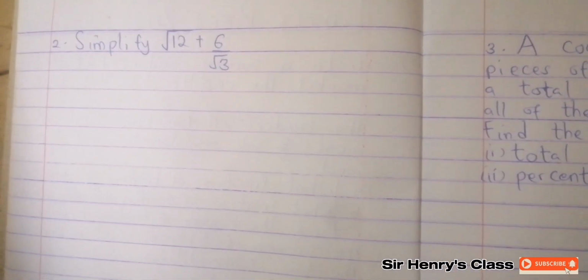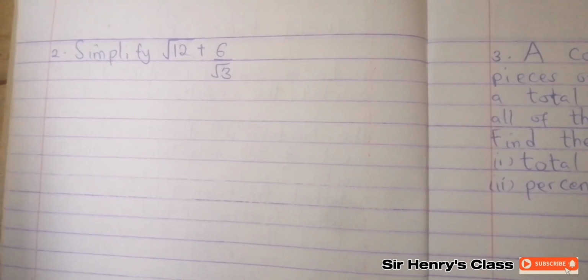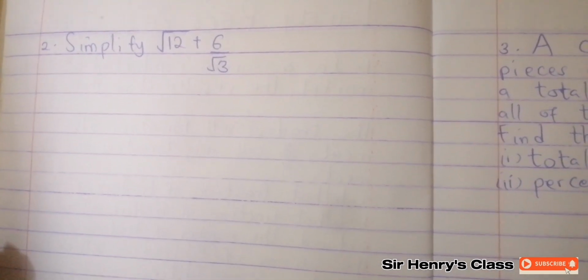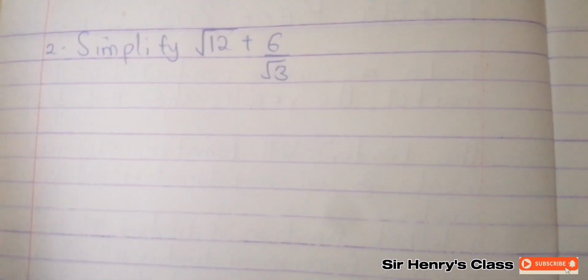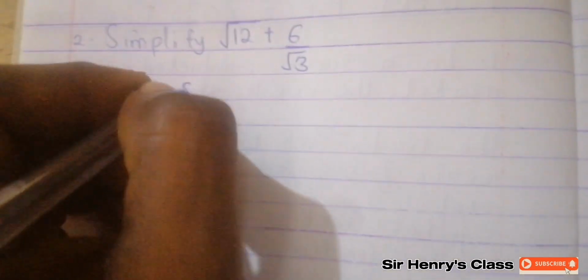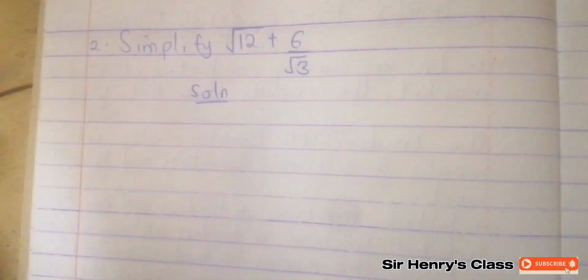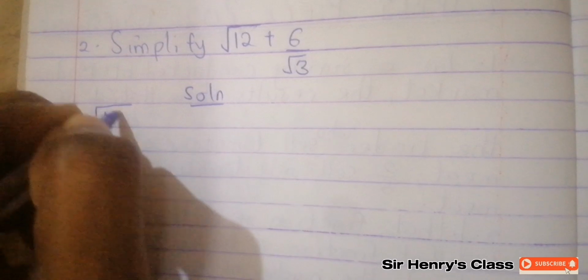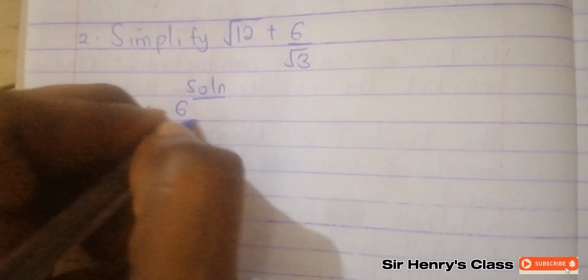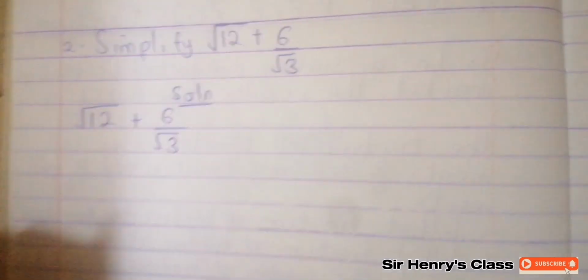Yes, so BECE 2025 in focus. Let us look at the second question now. It says: simplify root 12 plus 6 over root 3. Alright, so our question is root 12 plus 6 over root of 3.